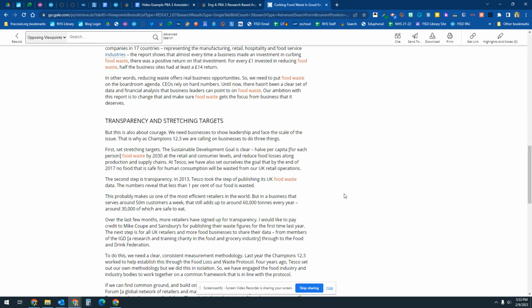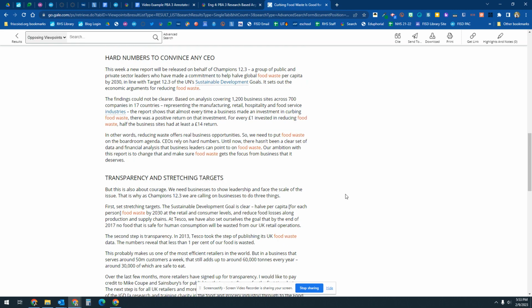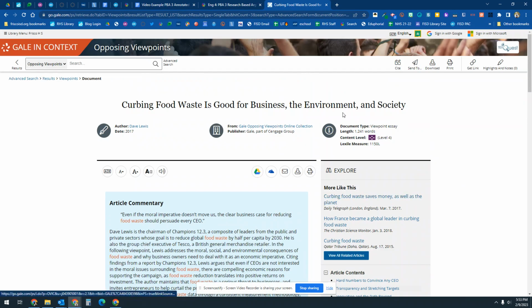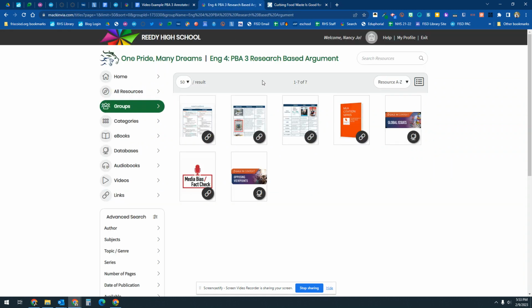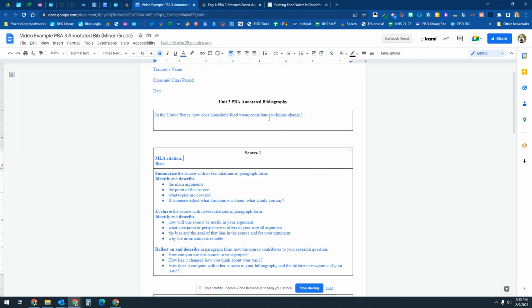But you're going to have to read the articles. You're not going to be able to just be like, oh, there's so many, I don't know what to do. So try not to get overwhelmed. Try to narrow it down and really think about your research question in terms of what is researchable.